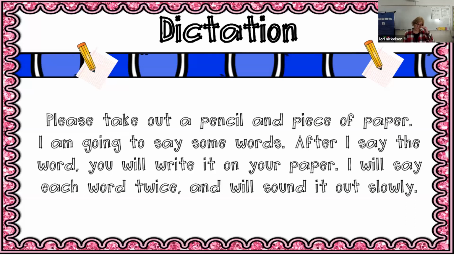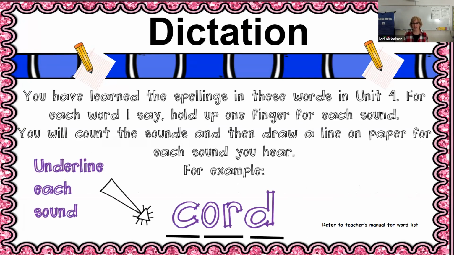So, dictation. I need you to take out a pencil and a piece of paper, and I'm going to say some words. After I say the word, you're going to write it on your paper. I will say each word twice, and we'll sound it out slowly. You've learned the spellings in these words in Unit 4. For each word I say, hold up one finger for each sound. You will count the sounds and then draw a line on your paper for each sound you hear.